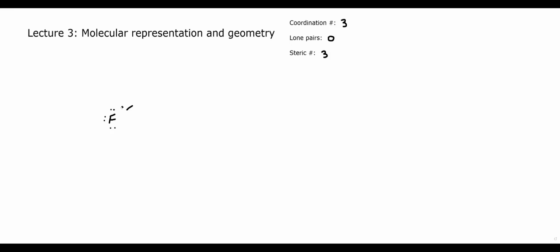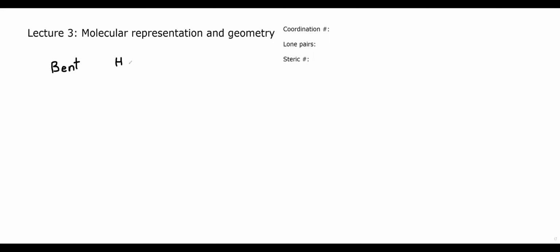Let's continue on to our next geometry. The next shape we are going to consider is bent. And the most common example that you see is H2O, water. Water is a bent molecule, bent geometry. So let's draw this out. Let's draw the Lewis structure for water.